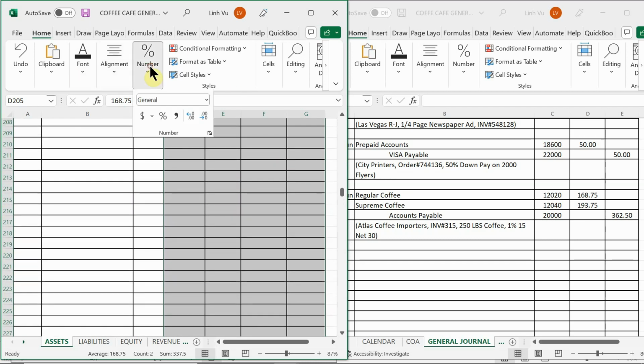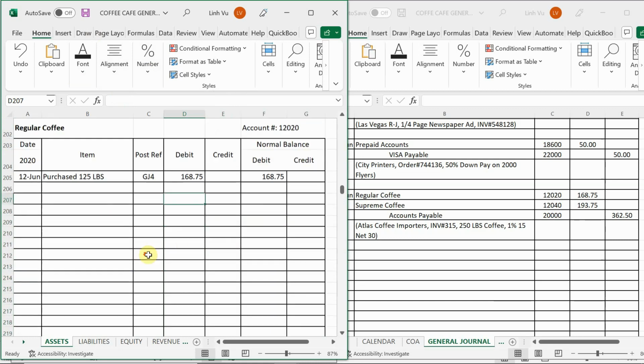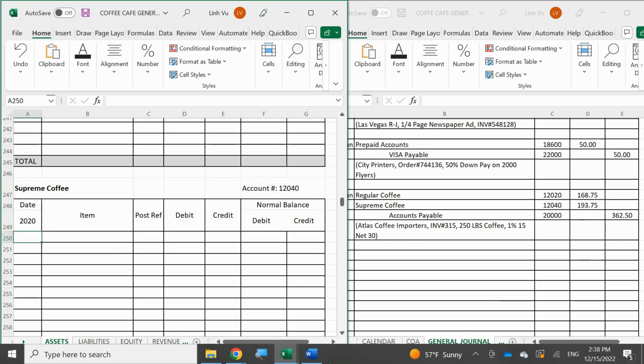Oh, I'm gonna format this. Okay. So that's my regular coffee. Now I need to put in my supreme coffee. Today is the 12th. We purchased 125 pounds. We're on General Journal page 4 for that $193.75.